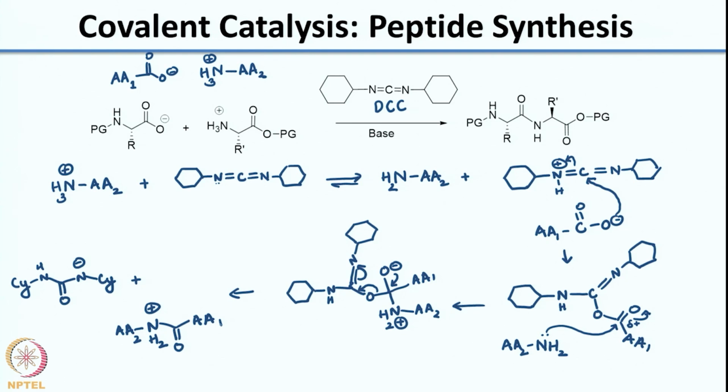So this covalent catalysis concept is used a lot in peptide synthesis. I have just shown you one reagent here which is DCC, but many other such reagents have been used to catalyze this coupling reaction. So now we will move on and we will look at strain catalysis.